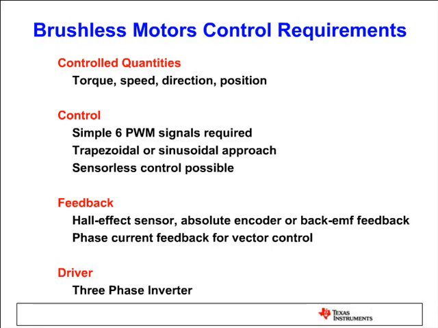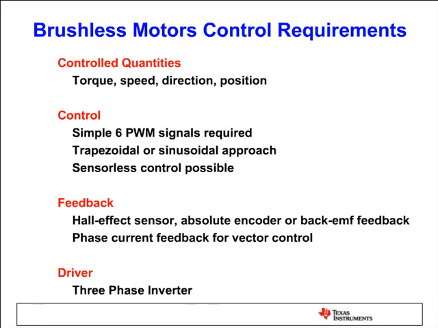In the feedback, we can use a Hall effect sensor for both PMSM and BLDC type of motors. And since very precise position information is needed, people use incremental encoders or absolute encoders for PMSM type of motors. And the driver is a three-phase inverter.